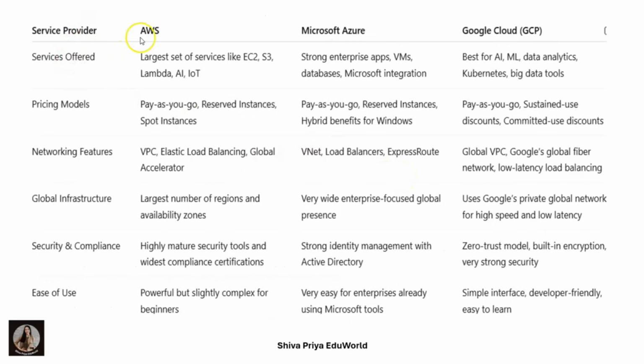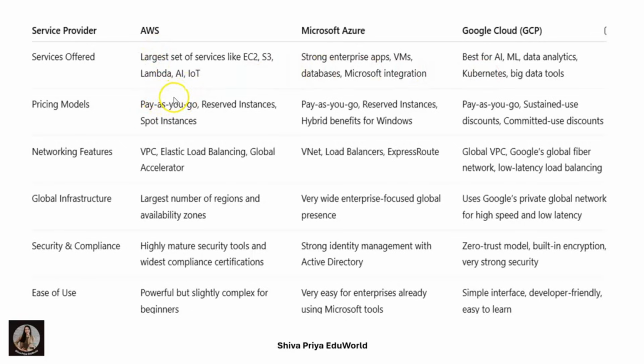They have asked to explain the differences of AWS, Microsoft Azure and Google Cloud in terms of services offered, pricing models, networking features and global infrastructure. Let us see. AWS has the largest set of services like EC2, S3 for storage, Lambda, AI and IoT also. In Microsoft Azure, it is strong in enterprise apps, virtual machines, databases and Microsoft integration. From Google Cloud, it is best for AI, ML, data analytics, Kubernetes and big data tools.